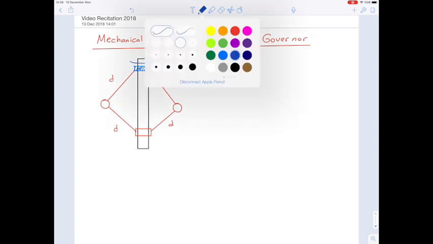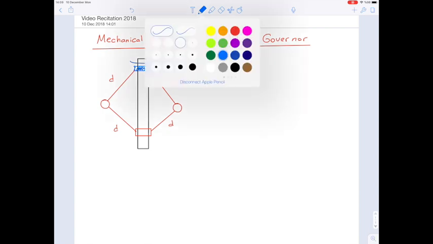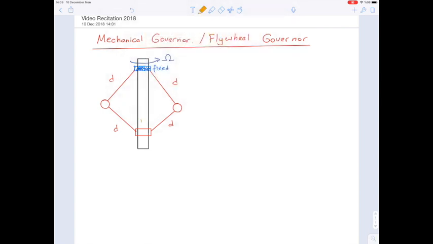And the top ring on the shaft is fixed, so it can't move. This is fixed on the shaft. But the one at the bottom is movable. It can go up and down like this, with capital M. And then there are two masses, which play a very important role, which are little m on both sides.